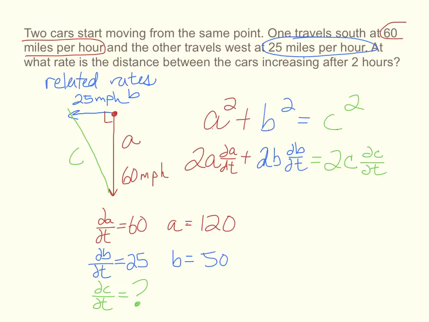And in order to find c, we don't know anything about the distance between these two, but we know the Pythagorean theorem and we can figure out the distance between these two cars after 2 hours by using a as 120 and b as 50. And when you use the Pythagorean theorem to figure that out, you get that the cars are 130 miles apart from one another.